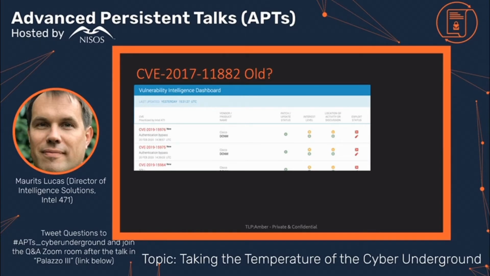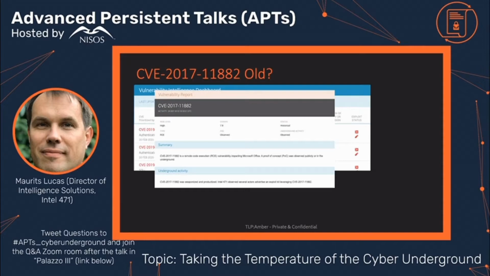And this vulnerability, CVE-2017-11882, is that on that dashboard? No, it isn't. We do have a report for it, actually a historical report, because that one is 3 years old. Nothing has changed in it. People have been able to exploit this one for a very long time.